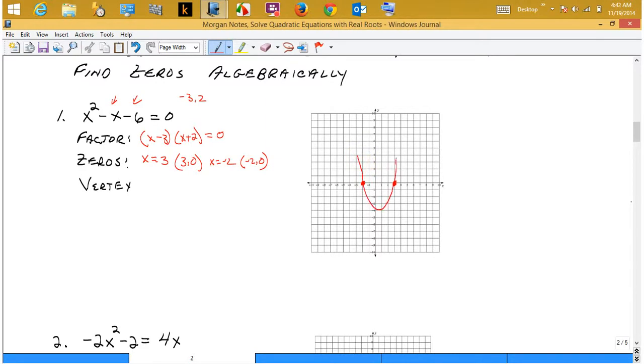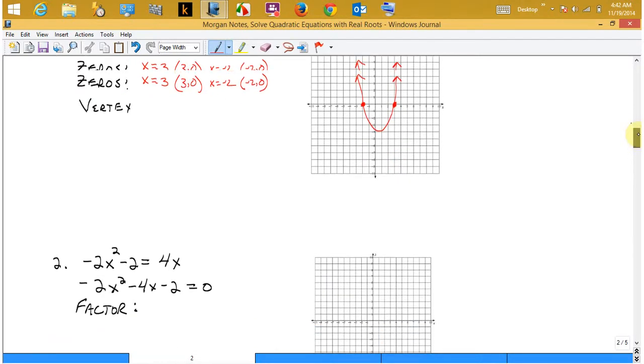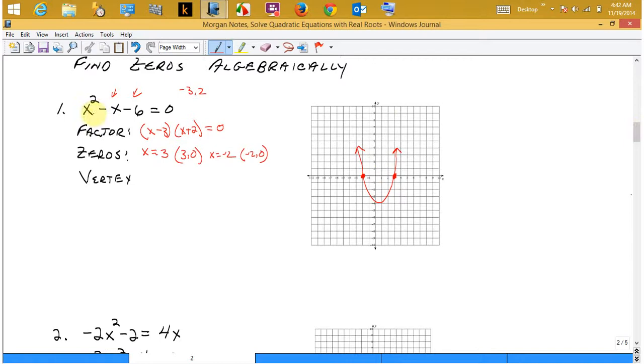And I noticed that in the book they don't show even putting the vertex on it, unless the vertex is where it touches the x-axis. So for right now, that's good enough. We know that it must go upward, because there's no negative on the x squared.